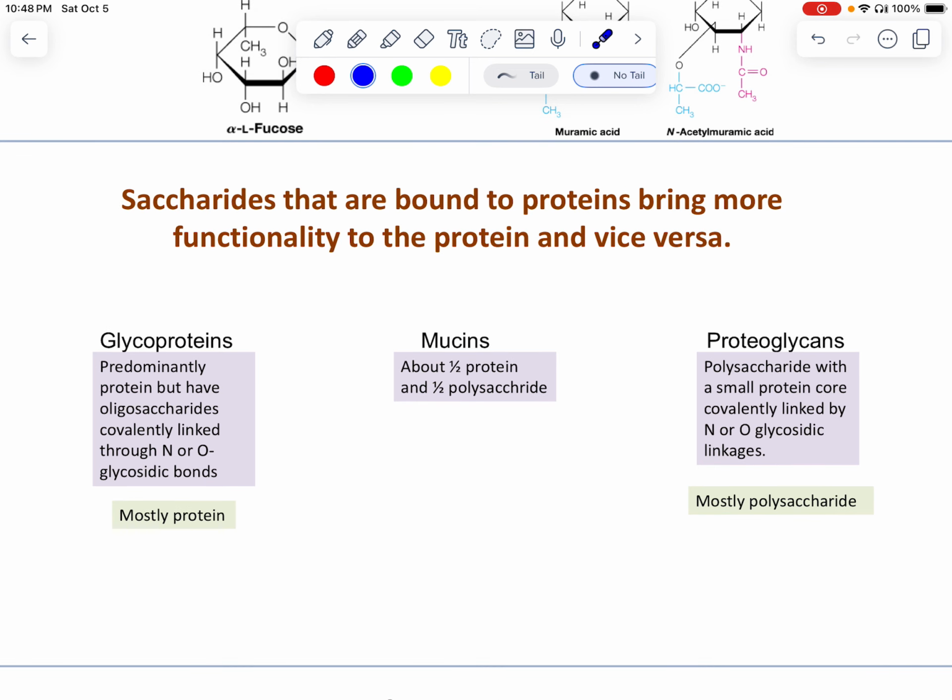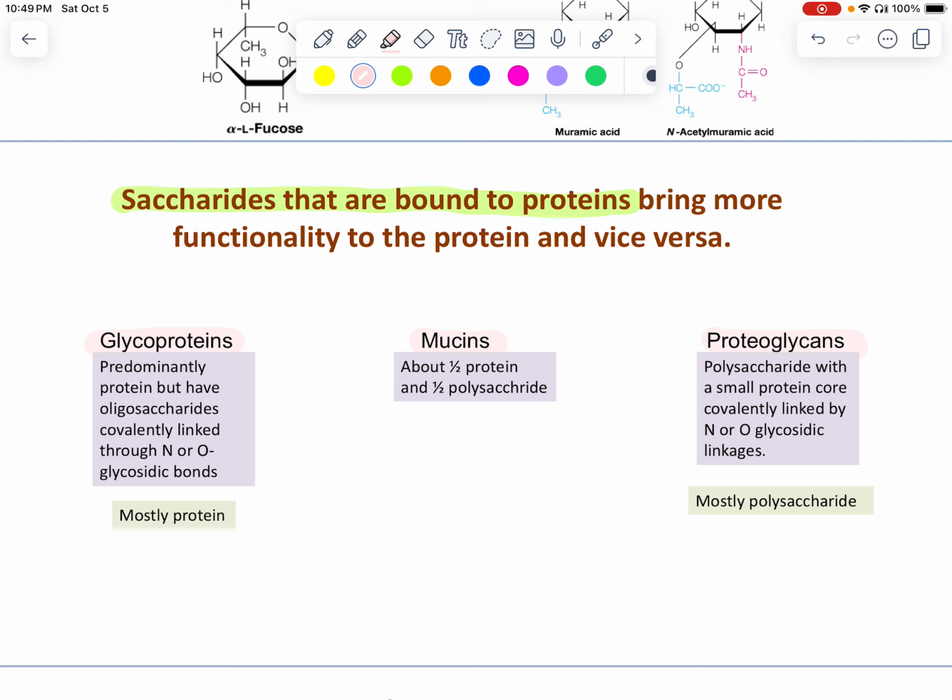But what we do want to look at are saccharides that are bound to proteins. All right, so as we talk about saccharides that are bound to proteins, it works in both directions. The saccharides often bring more functionality to the protein, and the proteins bring more functionality to the saccharides. So it's kind of a win-win situation. So we're linking together two different classes of biomolecules, and they get classified into three broad categories. So we have the glycoproteins, the mucins, and the proteoglycans.